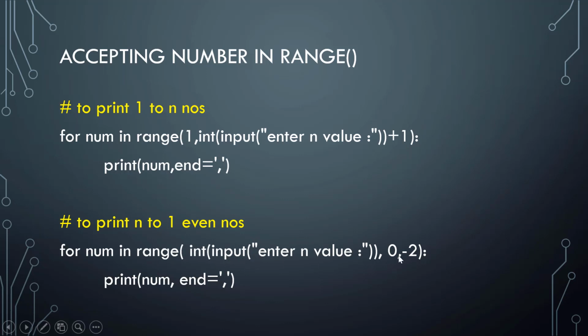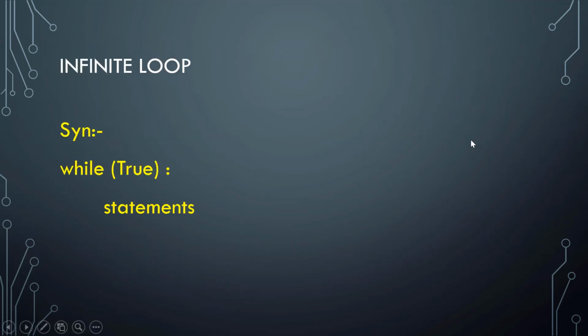Okay. Now, yeah. Then we'll go for something called infinite loop. So what is infinite loop? A loop which never ends is called as infinite loop. Okay. So how to write infinite loop? While within brackets true. Okay. While within brackets, if you write true, that will become an endless loop. So endless loop is nothing but infinite loop, which never stops. Let me show you now.